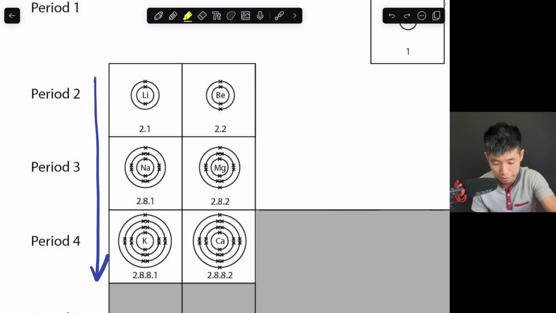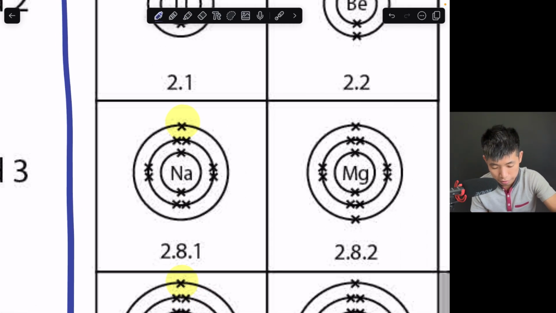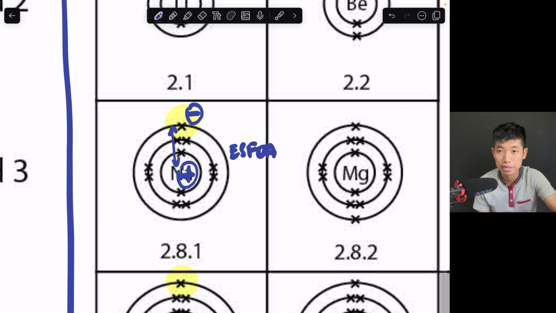What happens when you have more electron shells? Your valence electron is further away from the nucleus. And what happens if it is further away from the nucleus? What kind of forces of attraction do we have between the valence electrons and the nucleus? This is electrostatic forces of attraction. Why? Because your nucleus is positive charge and your electron is negative charge. So oppositely charged particles have electrostatic forces of attraction.